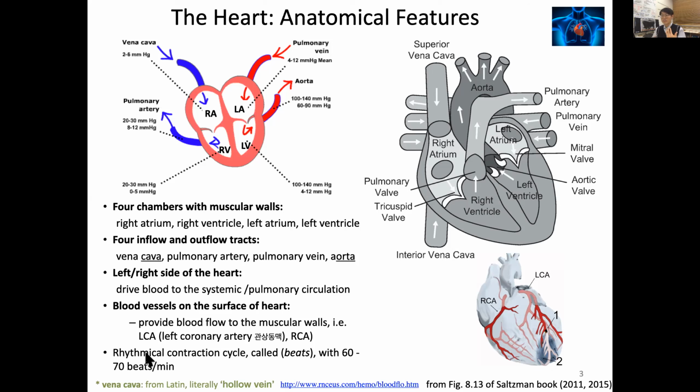This rhythmic contraction of the heart, we call it beats. Heart beats are normally about 60 to 70 beats per minute. Thinking about this, it is about once per second. I guess our second system may come from this heartbeat of the human.